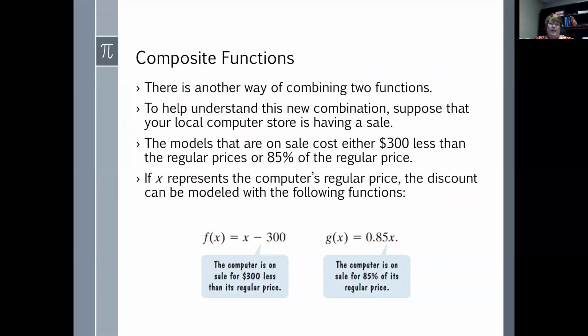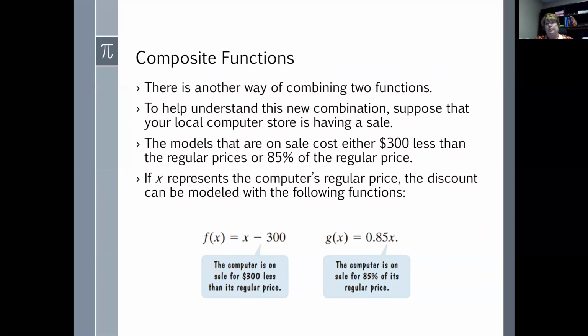So f of x is x minus 300. So if your computer originally cost $1,500, you would get it on sale for $1,200. So if your input is $1,500, your output, the sale price, would be $1,200.